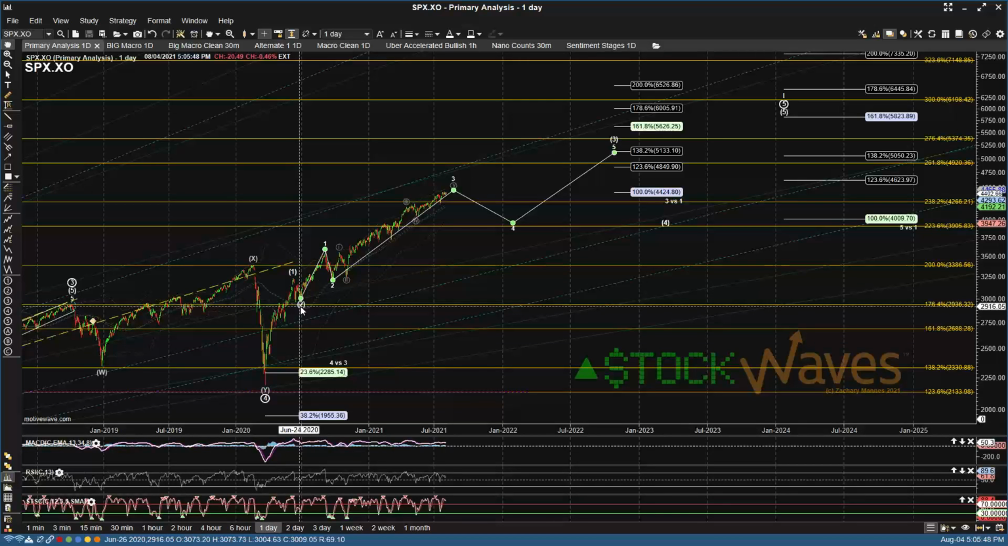I'm counting the intermediate parentheses wave 2 into the later June low, even though it's a higher low, because that seems to fit with the RSP chart, the equal weight version of the S&P that we've talked about and we'll take a look at in a little bit more detail shortly.